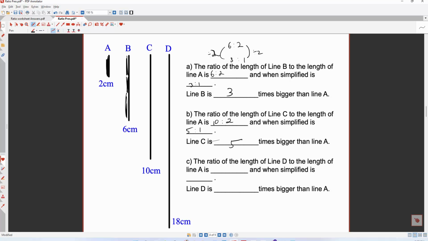Alright, finally, the ratio of the length of line D to the length of line A is, so line D is 18, okay, and line A is 2. Alright, so again what we can do is divide both of them by 2, so that's 9 to 1 when simplified. And essentially what we're saying is line D is 9 times bigger than line A.